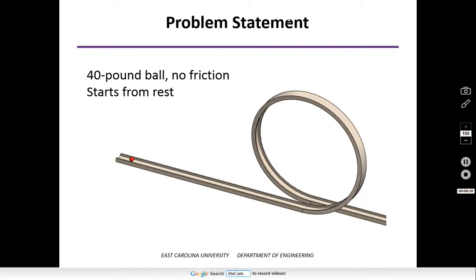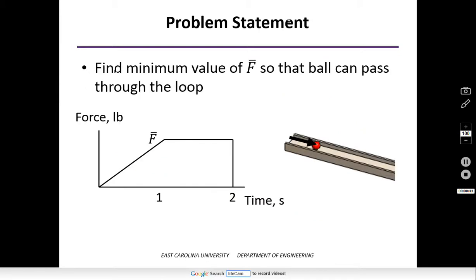We have a loop. We're going to try to make sure that the ball can actually completely go around the loop. Before, we dropped the ball from a given height and just used work and energy. This time the ball is going to be starting from rest on the level surface here, and we're going to apply a force to it and again try to find the minimum force that's required for the ball to be able to make it through the loop.